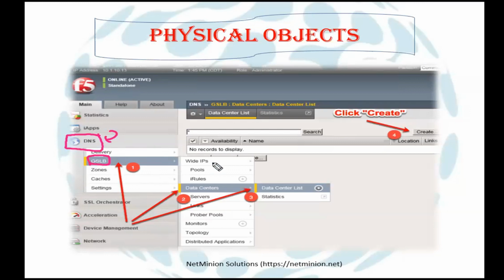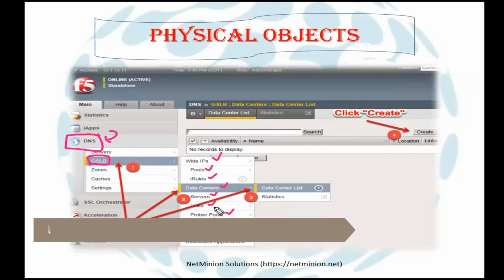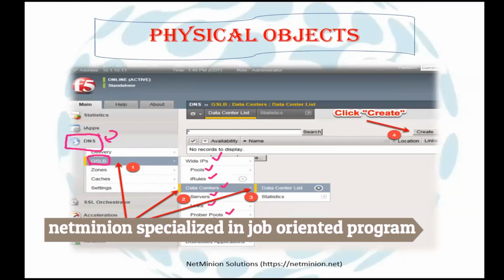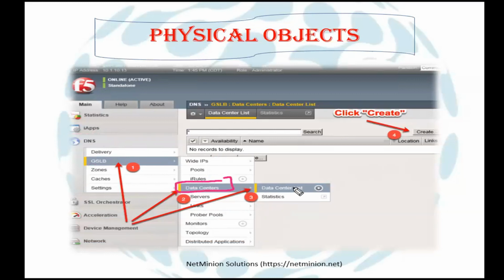Under the GSLB, you can see wide IP, pools, high rules, data centers, servers, links, prober pools, monitor, topology, distributed applications. All of those things are present. Let us say we are going to the data center. Under the data center, you can see there is a data center list. So maybe we need to create a data center list.